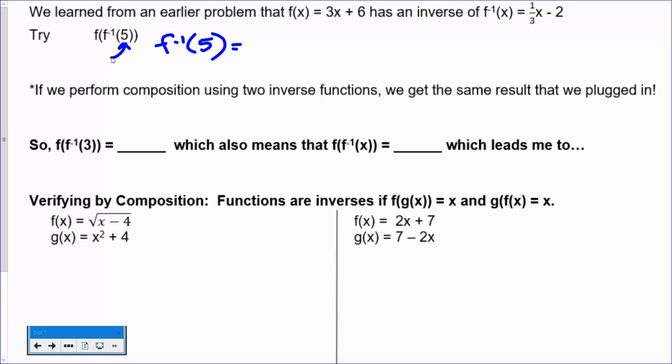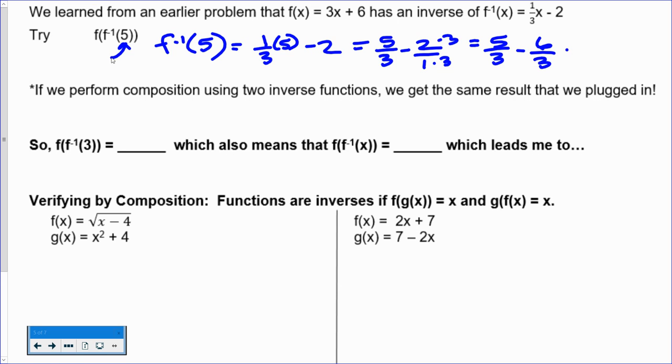So if I plug 5 in for the x in the inverse problem, I'll take 1/3 times 5 minus 2. So this would be 5/3 minus 2. If I want to go ahead and just do little common denominators quick, that would be 5/3 minus 6/3, which is negative 1/3. So that means f inverse of 5 equals negative 1/3. So I have this value, negative 1/3.